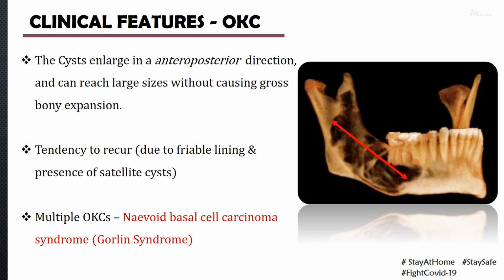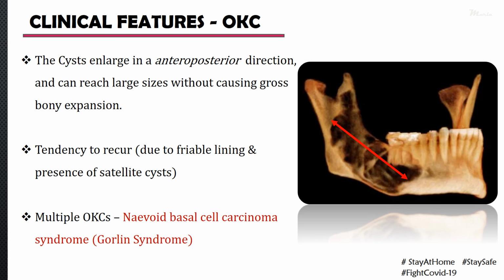Another feature of odontogenic keratocyst which makes it aggressive is its tendency to recur. This is due to the presence of a friable epithelial lining and the presence of satellite cysts. We will discuss these features under the histopathological features.